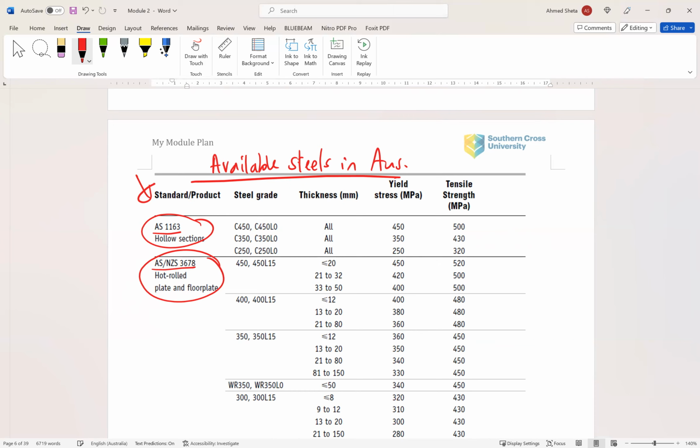Here we have some grades like C450, C350, C250. These are for hollow sections. And for hot rolled, we have 450, 400, 350. This is the yield strength. As you can see here, for 400, the tensile strength is 480, and for 350, it is 450. Sorry, this is the tensile strength.